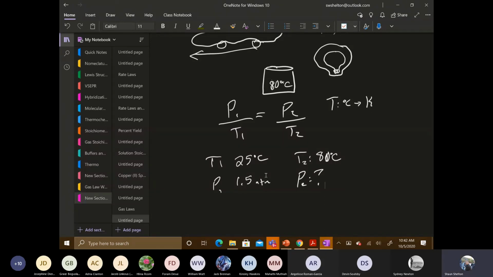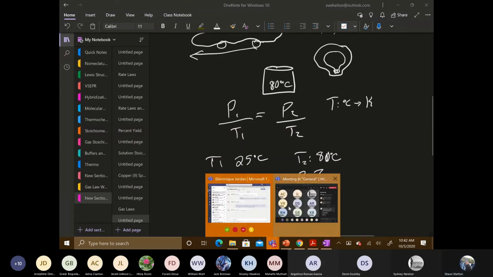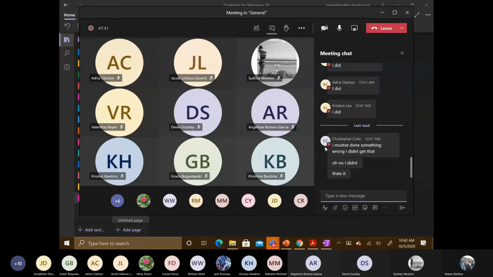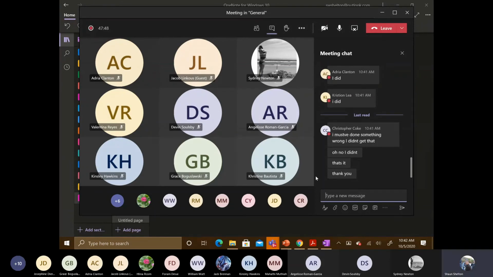So you take your answer, which was 0.00503, multiply it by 353. That's how you get 1.78. Okay, good. Yeah, so it's a simple fix, right? Yeah, you're welcome. Make a mental note of that so you don't forget that. Always convert your temperature to Kelvin.